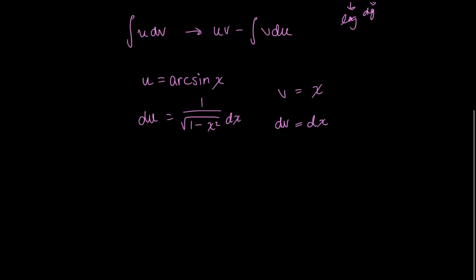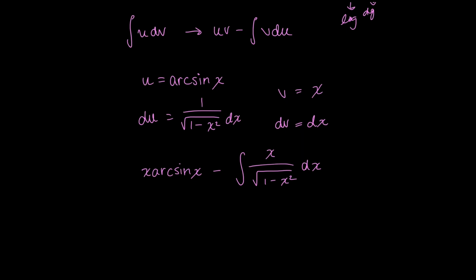Anyways, now that we have everything assigned, we could start by plugging it into our integration by parts formula. So u times v is just x arcsine x, minus the integral of v du, which is x over the square root of 1 minus x squared dx. Now I could integrate this part, and the way to integrate this one is just going to be a simple u substitution, because I have a function and its derivative up here. With some manipulation, it's going to be its derivative.